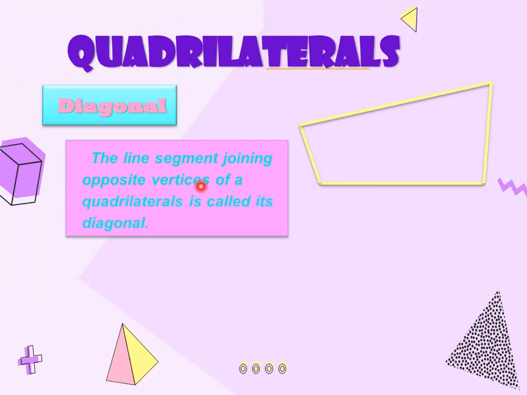Now let's consider this figure. This is a line segment, and it is joining the opposite vertices. This is a vertex, and this is a vertex. So this line segment is joining the opposite vertices, so you will say that it is a diagonal. This is joining vertex A with vertex C. Then another line segment is joining vertex B with vertex D. So this is again a diagonal. So what is a diagonal? It is a line segment that joins the opposite vertices of a quadrilateral.